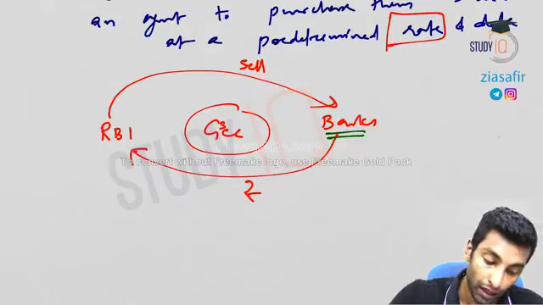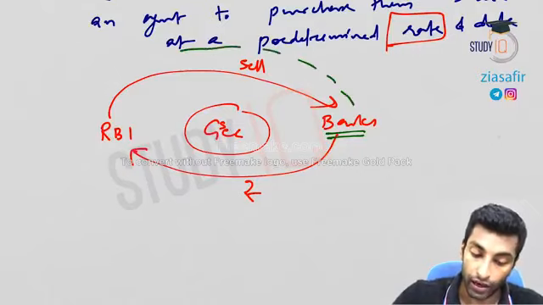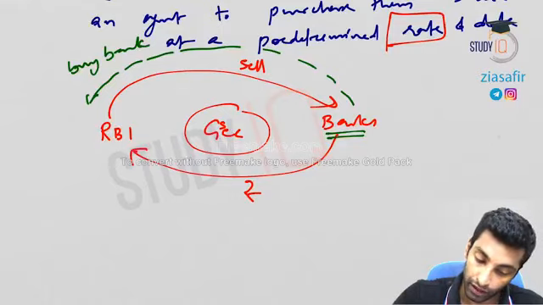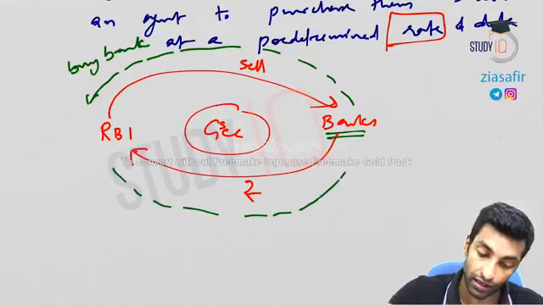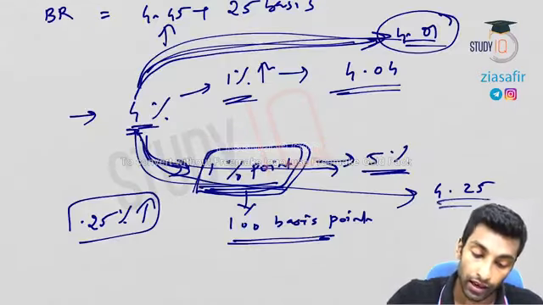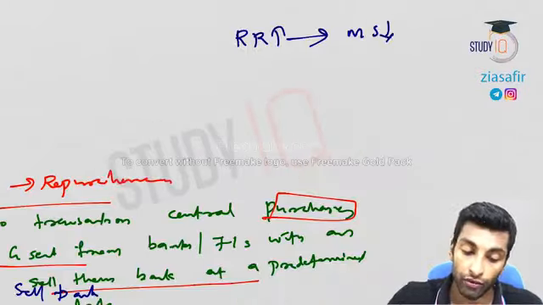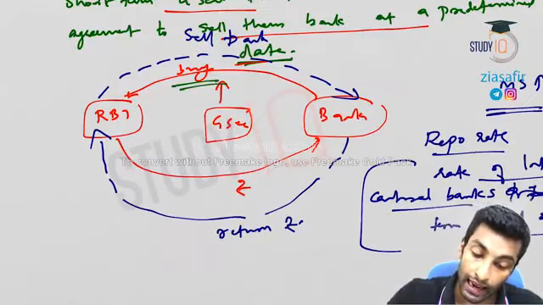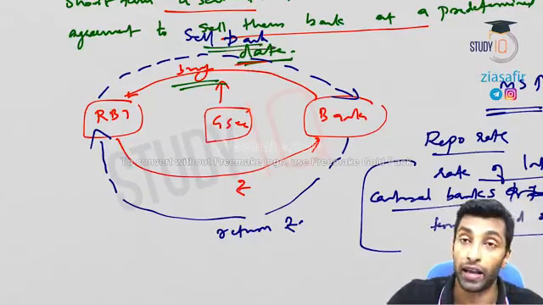RBI will buy back and will return this money, just like we have explained here. Earlier it was RBI buying with an agreement to sell them back. Here it is selling with an agreement of buying back.